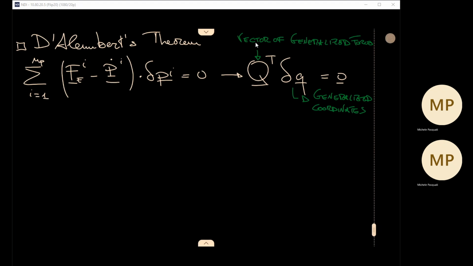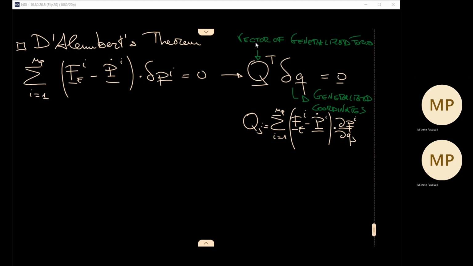In componential form, you can also write that our component of the Q, capital Q vector, reads as follows: the sum from i going from 1 to NP of F^E_i minus capital P_i, scalarly multiplied with the partial derivative of the position vector of the i-th particle with respect to coordinate Qj. This is by definition, right?